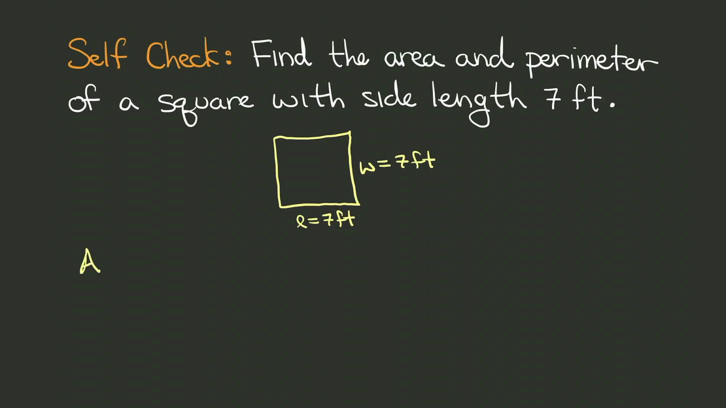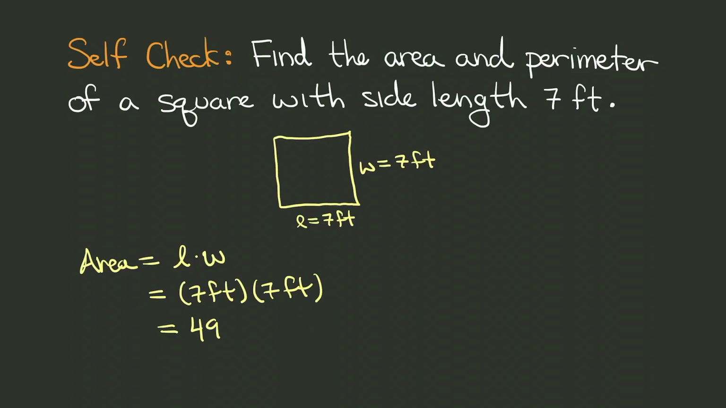So to work out the area, we would take the length times the width, which is just going to be 7 feet times 7 feet. 7 times 7 is 49, and then I have feet times feet is going to give me the units of feet squared.